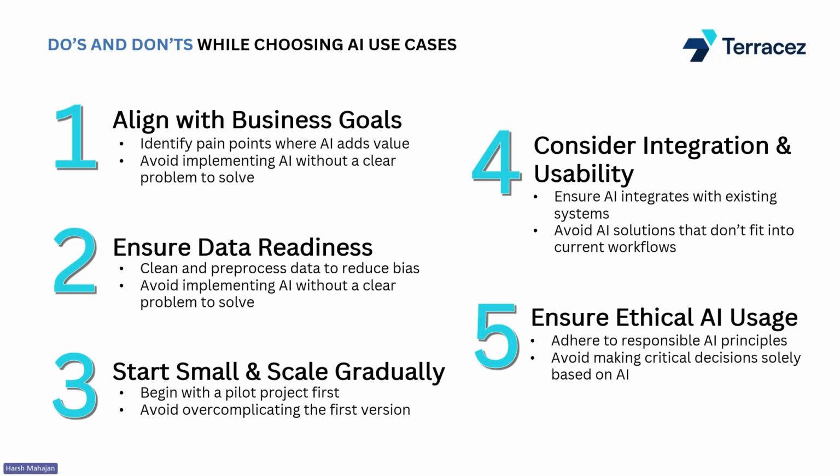Next would be start small and scale gradually. Of course, since AI is getting very popular, everyone is excited about implementing it, and many organizations want to have a full-fledged AI solution. They want to use artificial intelligence everywhere. But our suggestion would be that we should start with a pilot project first. Start with a small use case, integrate it, experience it, and then evolve with the feedback and keep on adding more solutions and scale your scope gradually, rather than overcomplicating the first version itself. So start with a small business use case.